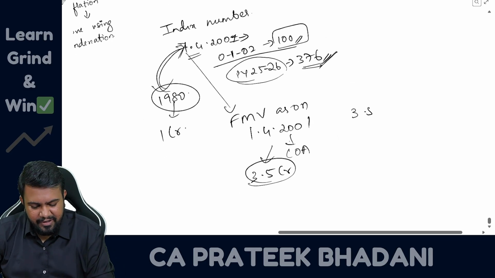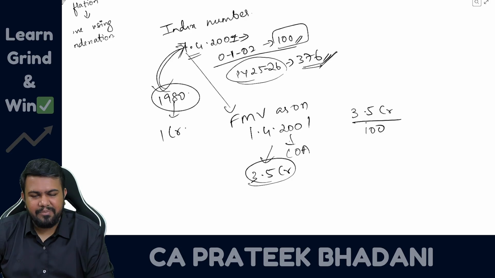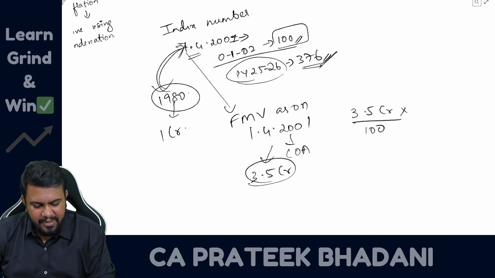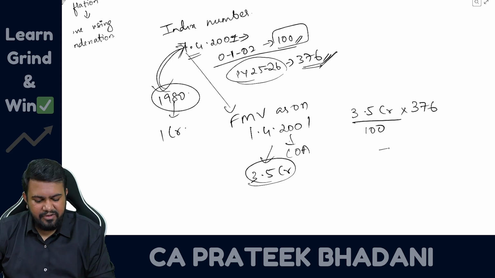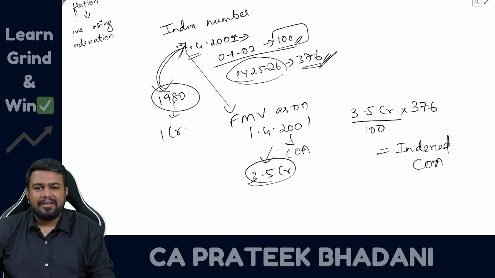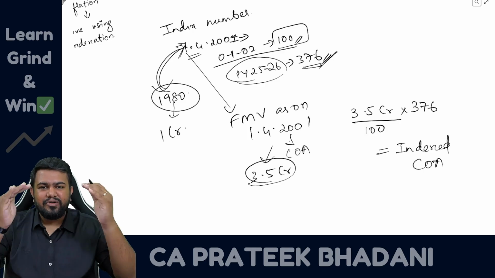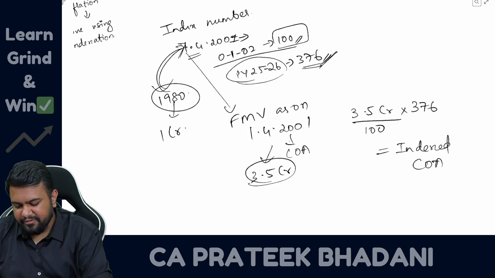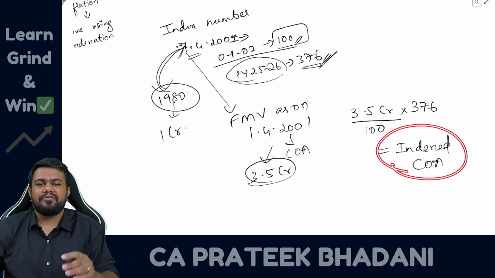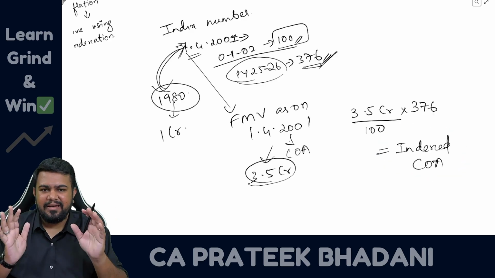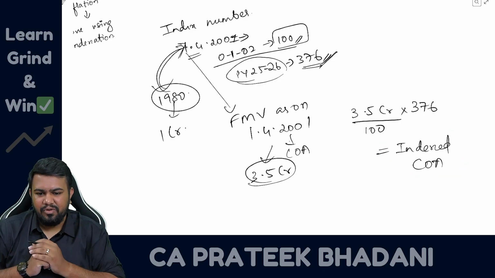Now from this 3.5 crores onwards, you will start doing the inflation adjustment. So 3.5 crores, you will divide by the index number, that is 100, multiplied by the current year index number, that is 376. And then you will find the indexed cost of acquisition. Then while calculating the capital gain, do we reduce the cost of acquisition? No. Instead of that, you will reduce the indexed cost of acquisition and calculate the capital gain. So this was the method being followed.